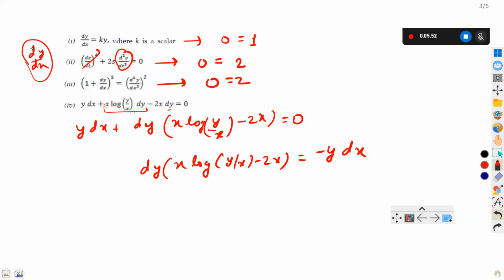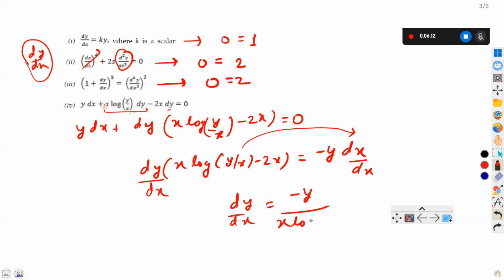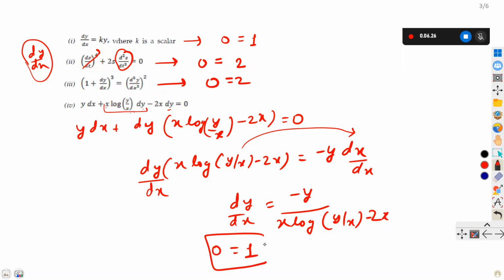Now we need to calculate dy by dx, which means we have to get this dx over to the left side. So we can divide both sides by dx. And in the next step, we shift this to the right-hand side to get dy by dx equals minus y over x log y by x minus 2x. So now we have the differential equation of the type dy by dx equal to something. Here we can see the order is 1.